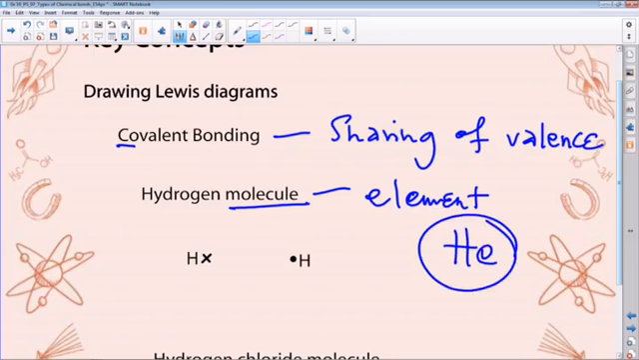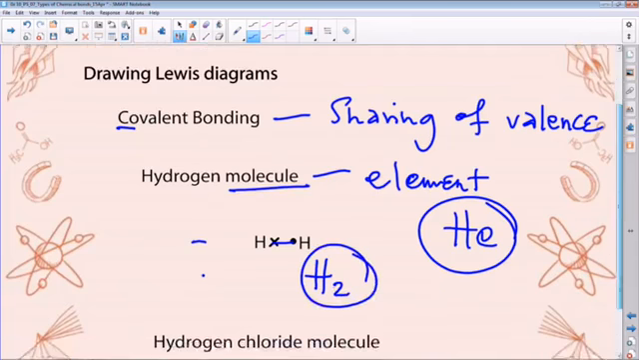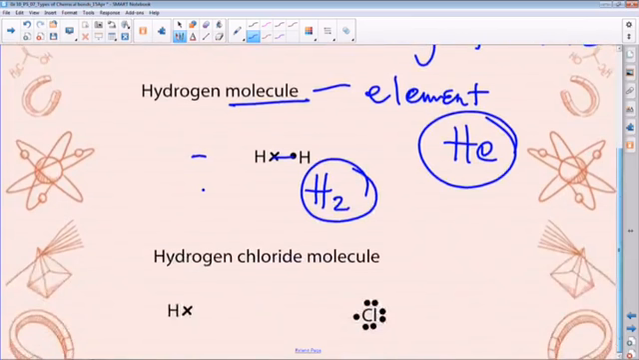So if we bring this hydrogen closer to the other one, what would happen there? It means that they would share that pair of electrons. Once they share that pair of electrons, both of them are now stable. Then a molecule of hydrogen consists of 2 atoms of the same kind. Hence, we write it as H2. So that's a simple example as far as covalent bonding is concerned.